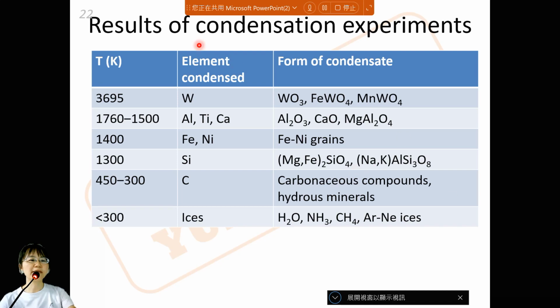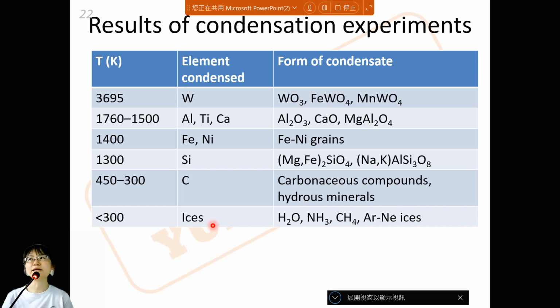So scientists mix everything together, heat it up, and then cool it down. They study what is the first thing that will get condensed. What they find is, at this temperature, tungsten is the first to condense. Second, aluminum, titanium, and calcium in this form. Iron and nickel, they are the third to condense, and so on and so on.